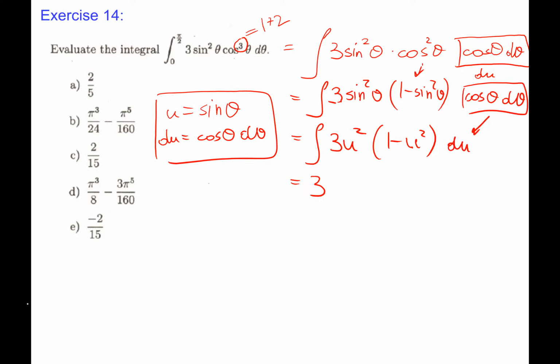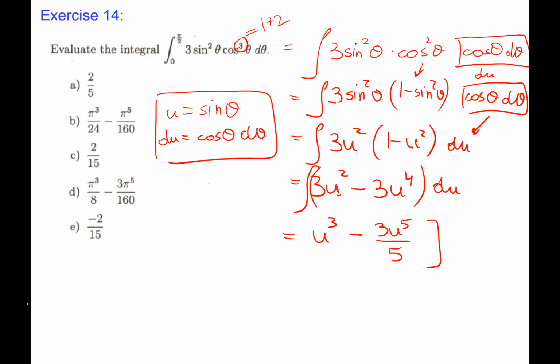3, still integral, 3 u squared minus 3 u to the power of 4 du. 3u squared actually is u cubed. Really nice, because derivative of u cubed is 3u squared. And this one will be 3u to the power of 5 over 5. And we need new limits.